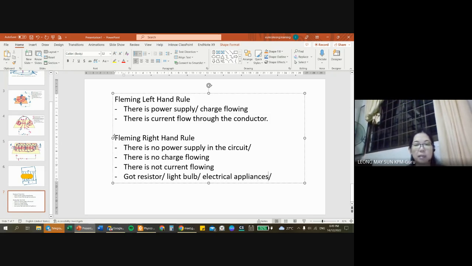Or sometimes they love to use the word load. A load means electrical appliances. Over here, this is how we determine whether to use Fleming's left hand or right hand. Left hand is for when there's a power supply, right hand when there's no power supply.